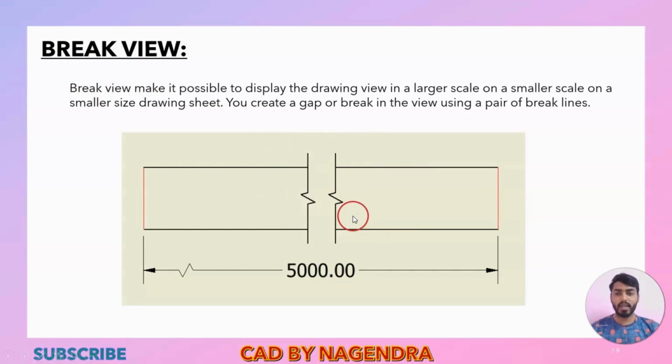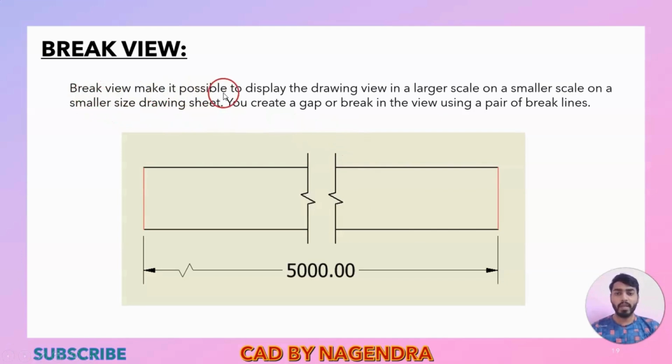What is meant by break views: when we are having lengthy shafts or lengthy views, we are able to make a break like this, and whatever the total length is, it will be compressed to the selected break area, and we are able to give the dimension from starting to ending clearly. So all these different types of views we will see again in detail in drafting. So just now we are going with the theoretical form.